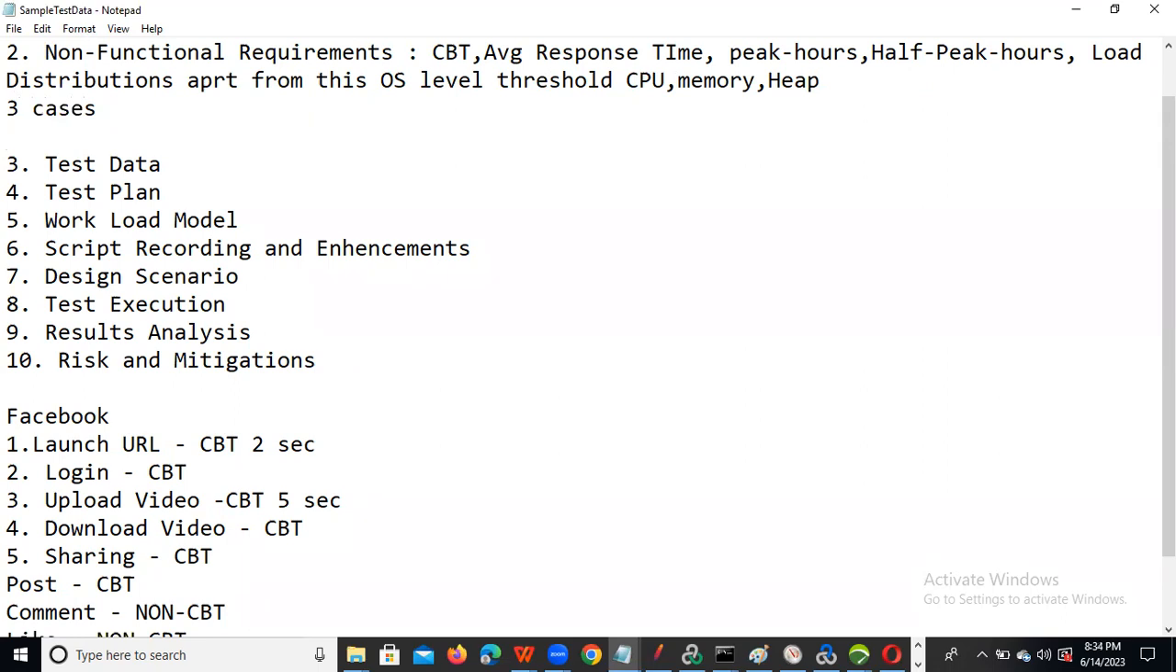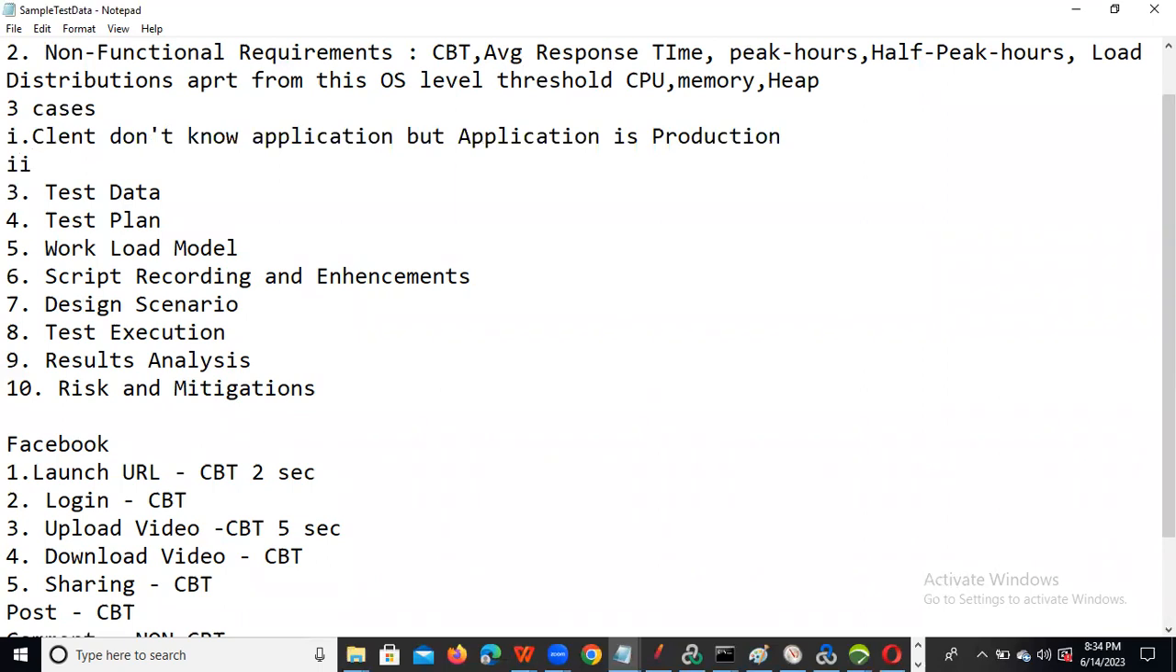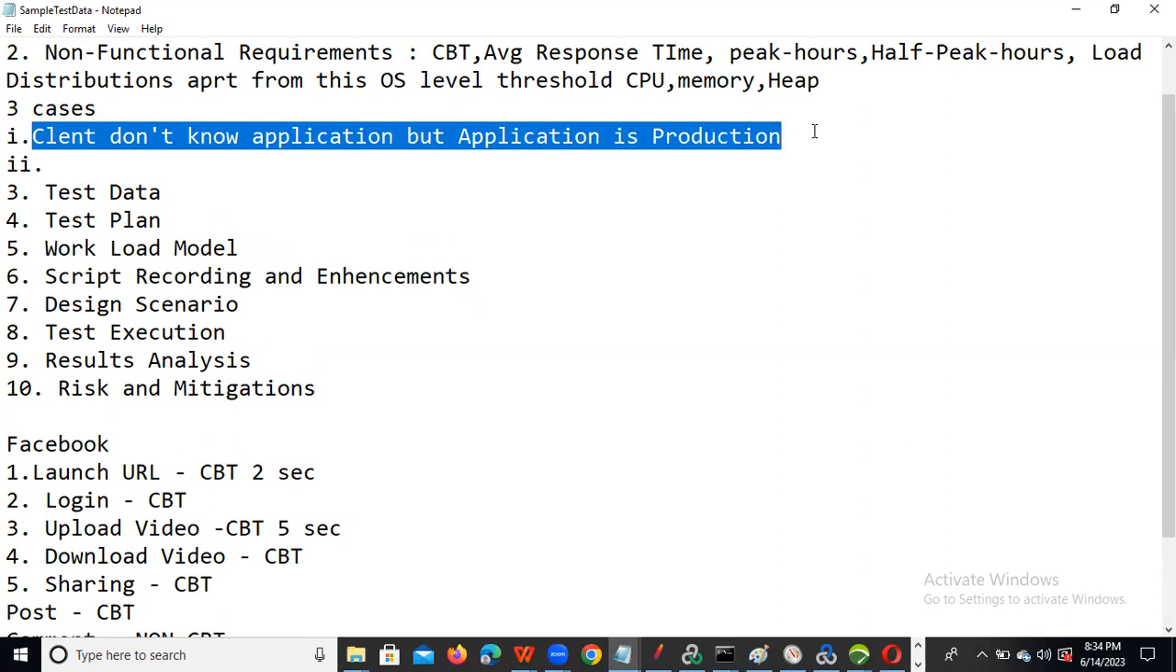So here we can divide it into three cases. What are those? One is where the client doesn't know the application, but the application is in production. That is the first. And going to the second one.